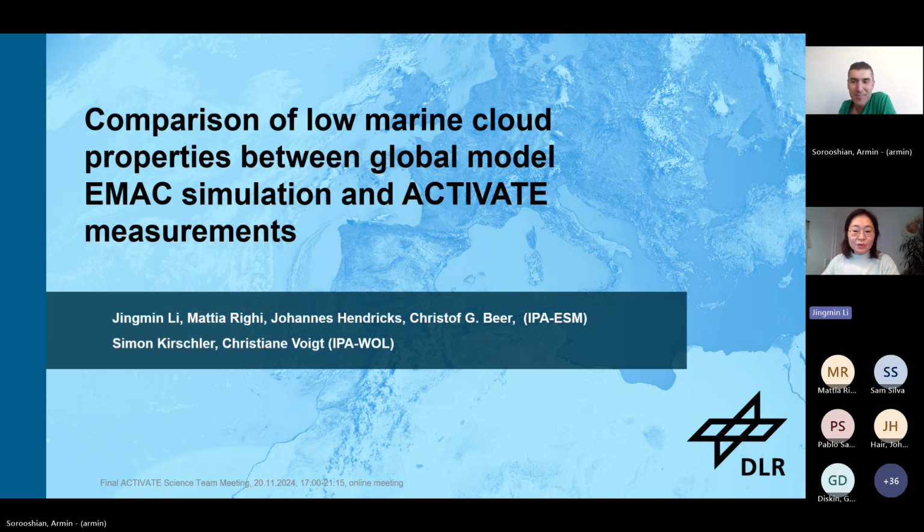So I'm going to present you our comparison of low marine cloud properties between our global model EMAC and ACTIVATE measurements. This will be a very short talk. I will briefly explain our model, then the data we use from ACTIVATE, and explain what we are comparing and the results of the comparison. Next slide, please.